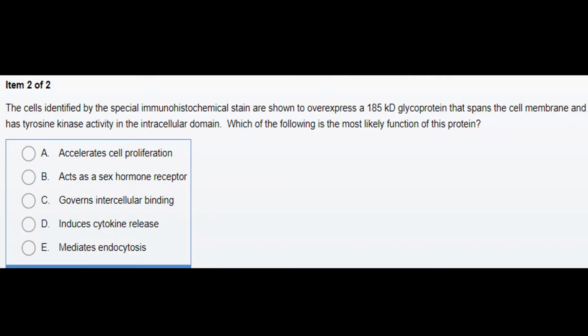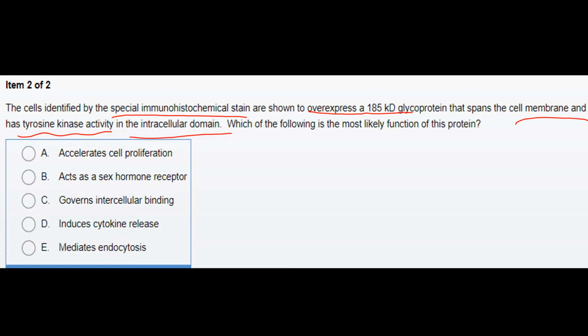Now the question is continued, and in this the cells identified by the immunohistochemical stain are shown to overexpress a 185 kD glycoprotein that spans the cell membrane and has tyrosine kinase activity in the intracellular domain. So which of the following is the most likely function of this protein?